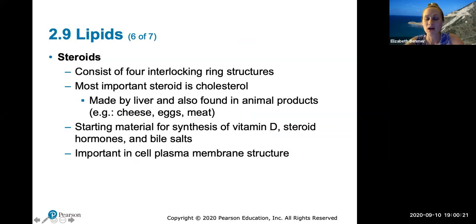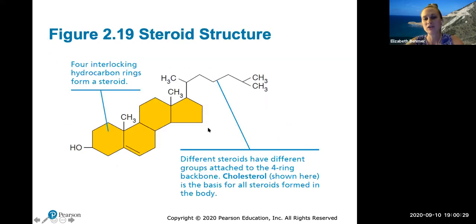Steroids are another type of lipid. They consist of 4 interlocking ring structures. I'm just going to show you their structure because there might be a question on your lecture exam that says, match this structure molecule and what is its name? Steroids are easy to spot because they're just made up of 4 rings. So you can see 3 hexagons here and a pentagon. Those are just 4 rings that make up the steroid structure. The main steroid that we'll talk about is cholesterol, and that's shown here. Cholesterol is the basis for all steroids formed in the body.